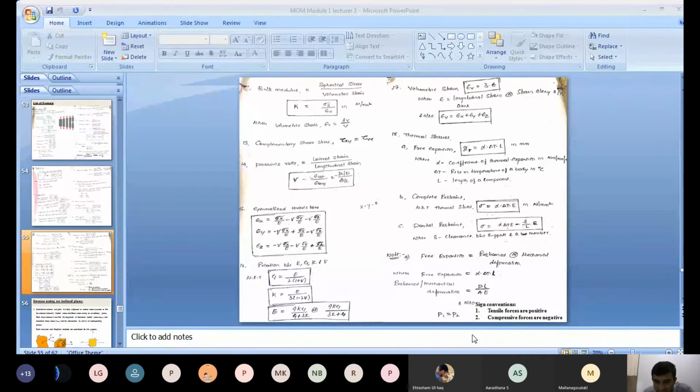And also one more here, P1 is equal to P2, that is for a compound bar for thermal stresses, but that topic is not there, okay?